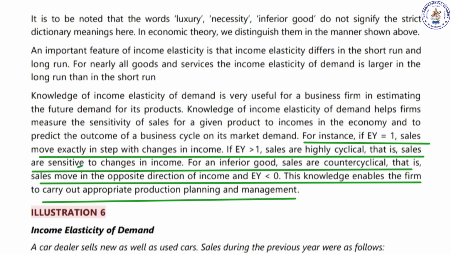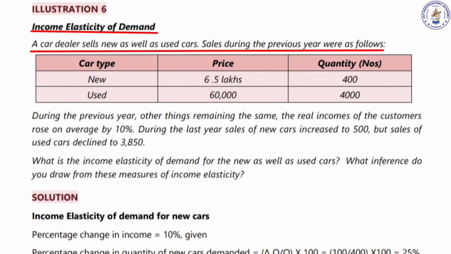You have certain illustrations to explain this. Let me help you with illustration number 6 here. A car dealer sells two types of cars, that is new cars and used cars. When the price of the new car is 6.5 lakhs, the quantity demanded was 400. When the dealer is selling used cars at 60,000 rupees, there was a demand for 4,000 cars.